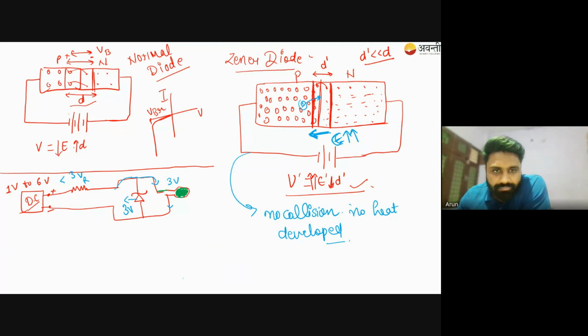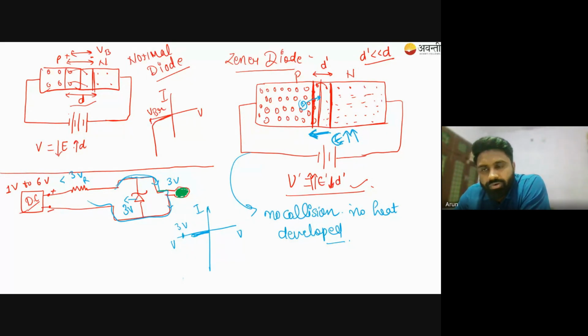So from the graph we will understand, this is I and this is V. Let's say here is 3 volt, which is the breakdown for Zener. So if the voltage is less than 3 volt, we have seen that no current will flow from this Zener diode. So most of the current will pass through this LED. So we do not have any problem for the lower output, less than required.